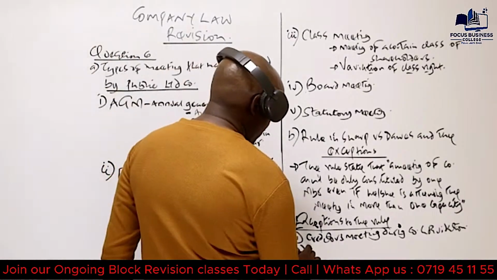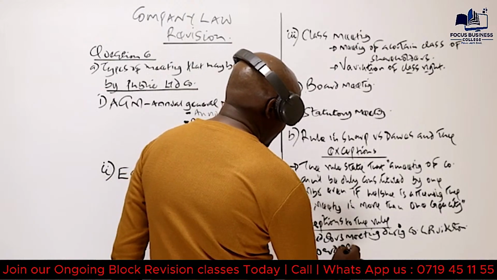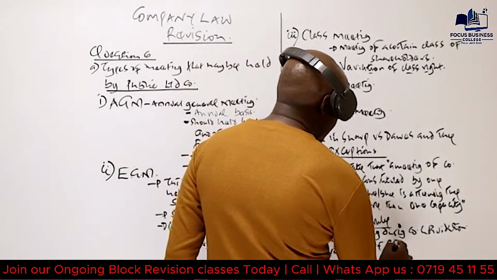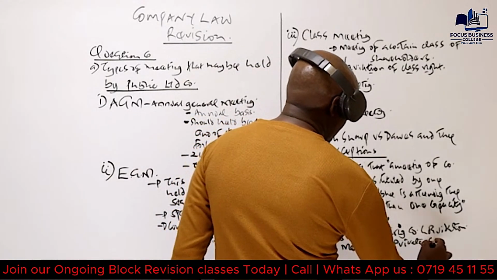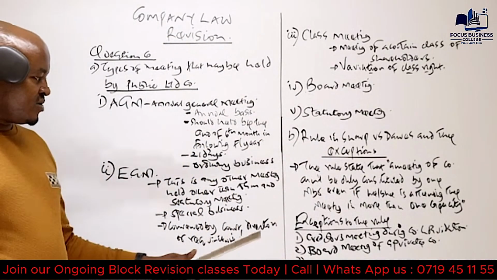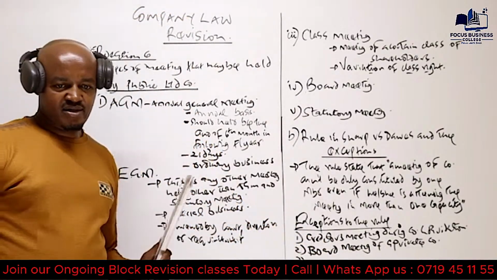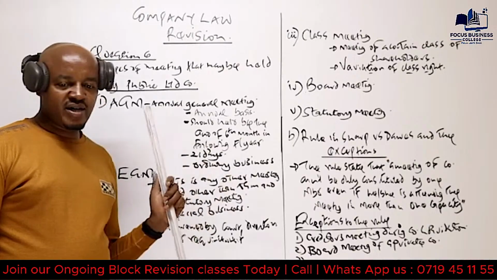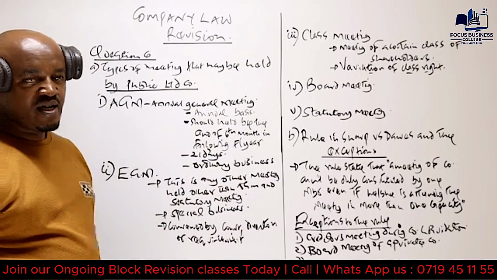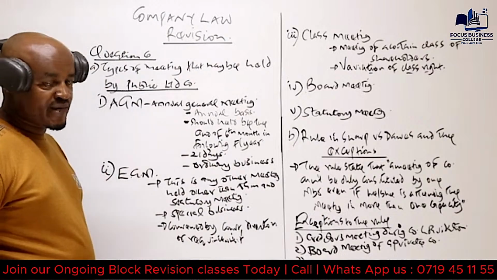So number two, we talked about the board meeting of a private company. In this case, we said private companies are required to have a single director. And therefore, if a private company has got one director, that is the only person who is entitled to attend the board meeting. And that board meeting, even though attended by one person, shall be deemed to be properly constituted.